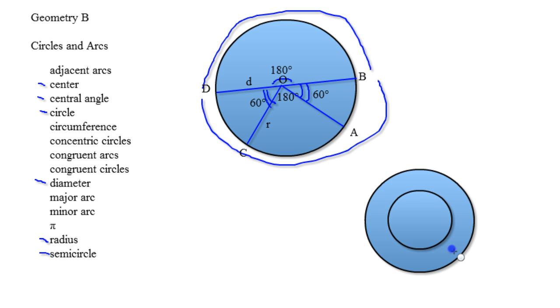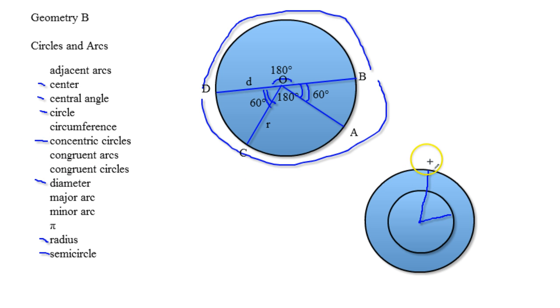Now if I have two circles with the same center, that is called concentric circles. So they both have the same center. In other words, this one has one radius and this bigger one has a bigger radius, but they both share the same center. So that's concentric circles.